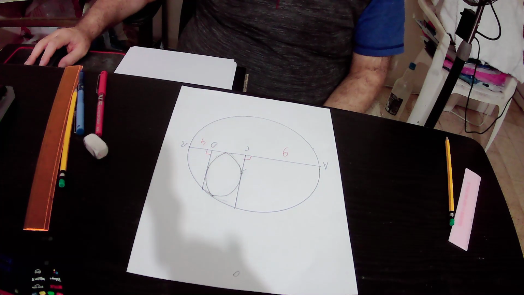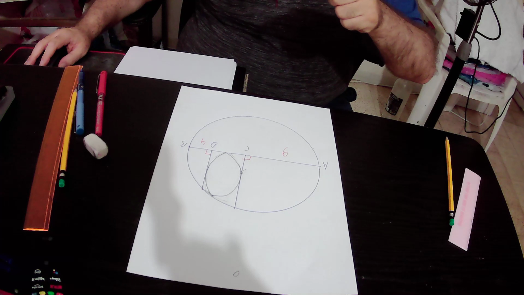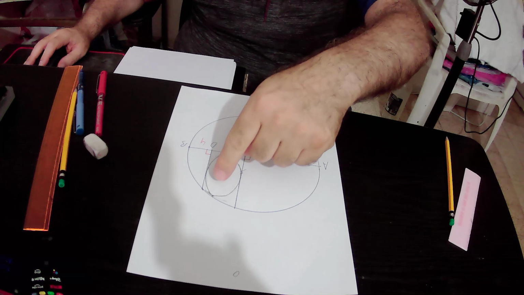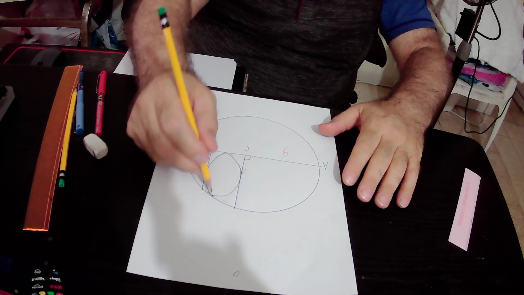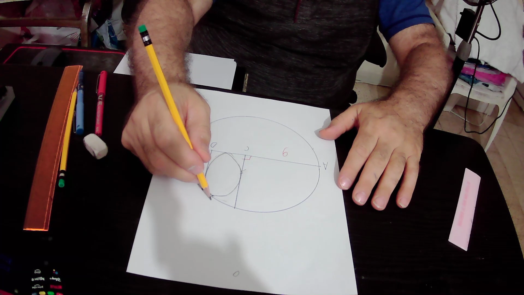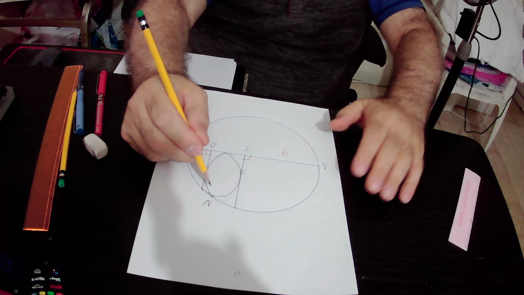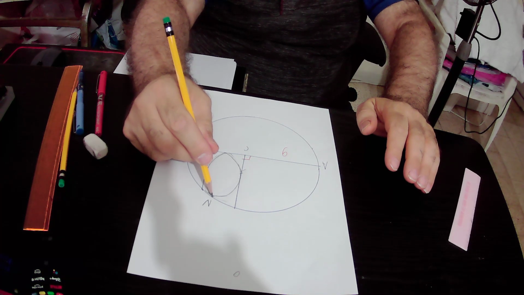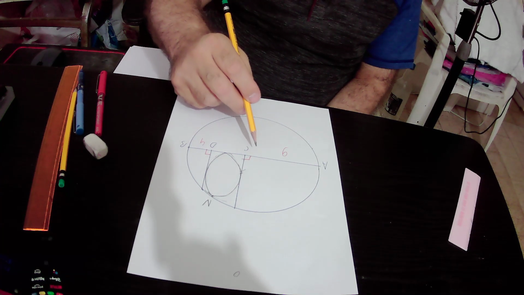Hello, in this lecture we will find the radius of the small circle. In the drawing we have two circles with an internal tangent between them at this point. Let's call the internal tangent point between the two circles point N. Point N is the touching point between the two circles, and we know that this angle is a right angle, this angle is a right angle.